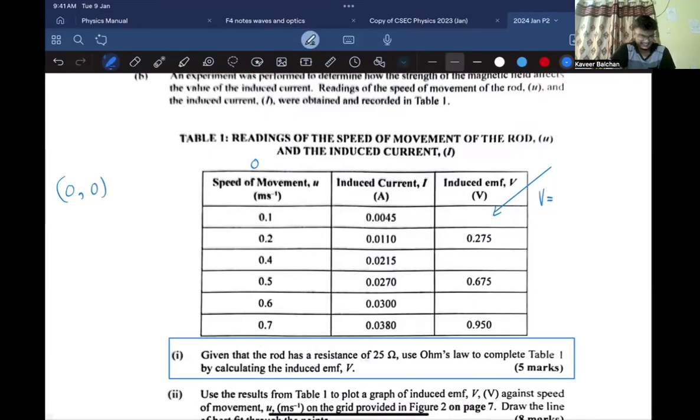So Ohm's law is V is equal to... Finish it. IR. Yes, V is equal to IR. And so we know that the current is 0.0045. And what is the resistance? 25 ohms. So using these two pieces of information, can I find the voltage? Yes or no? Yes.